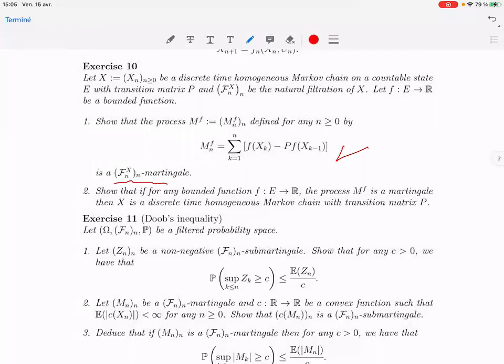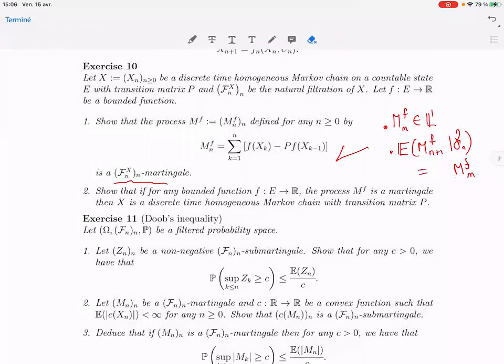So I recall the definition of a martingale. What you have to prove is that M_n^f is in L1, so it is integrable, first thing, and then you have to prove that the expectation of M_{n+1}^f given F_n is equal to M_n^f. Okay, this is the definition of a martingale.